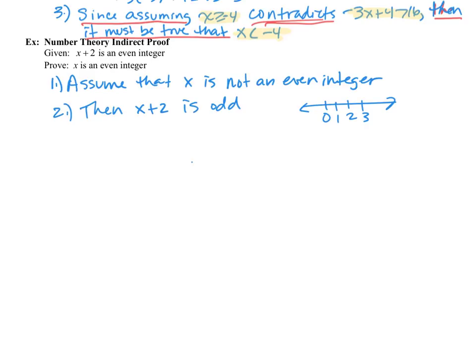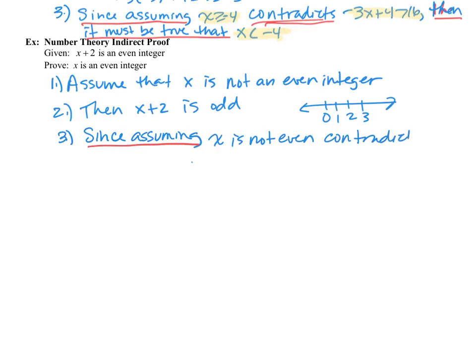So we'll finish off our indirect proof by saying the following. Since assuming, what did we assume? That x is not even. Since assuming that x is not even contradicted something, what did it contradict? It contradicts the fact that x plus 2 is an even integer.